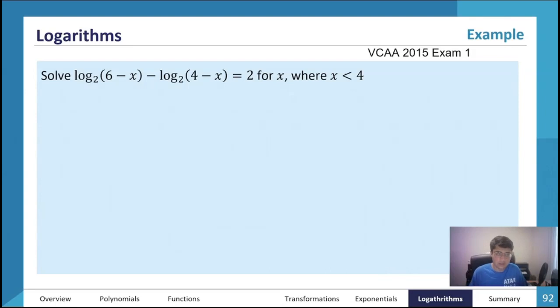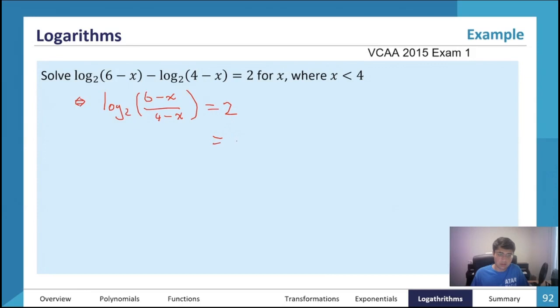I'm just going to speed through it. Feel free to be asking questions in the meantime. So we have this expression here. This is just practice using your log laws, basically. So this is going to be equal to log base 2. When you have two logs being subtracted from one another, it means that you can introduce a division sign between them. So (6 minus x) over (4 minus x) is equal to 2.